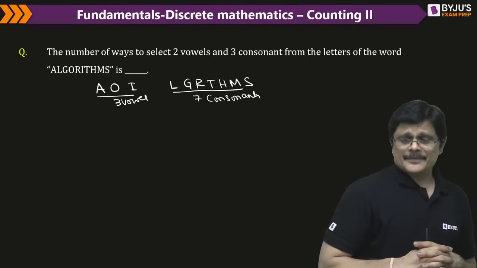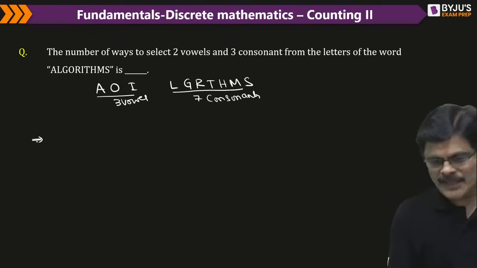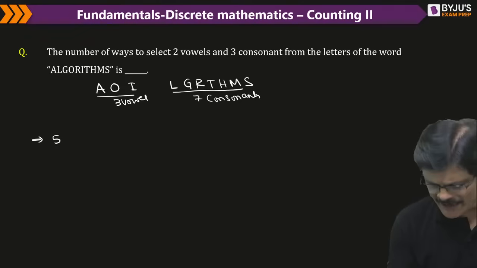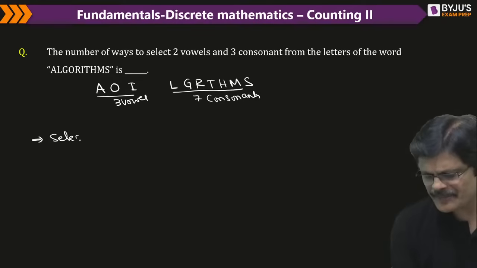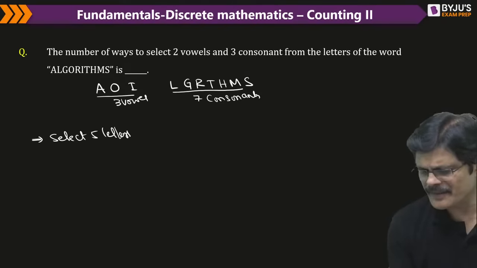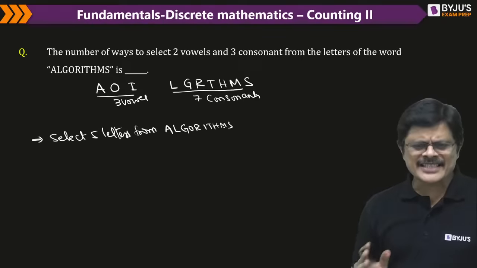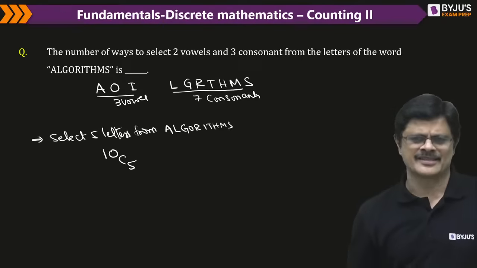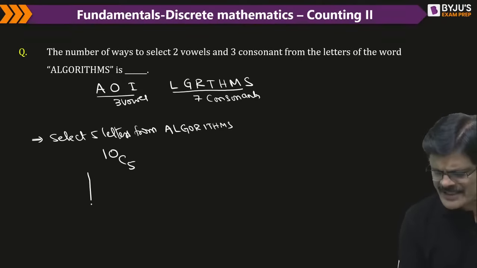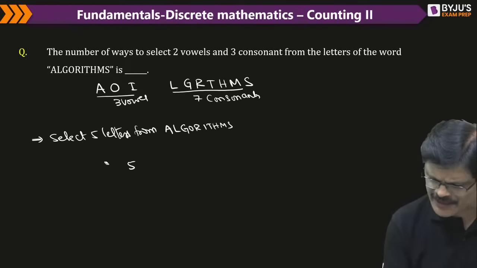Suppose I want to select 5 letters from algorithms. It's a very simple problem. In this case, it does not matter whether they are vowels or consonants. Total 10 letters are there, and from that you have to select 5 letters. But here you need to understand one thing: selection problem. Most people have problems with selection problems. So let me clear this and tell you.